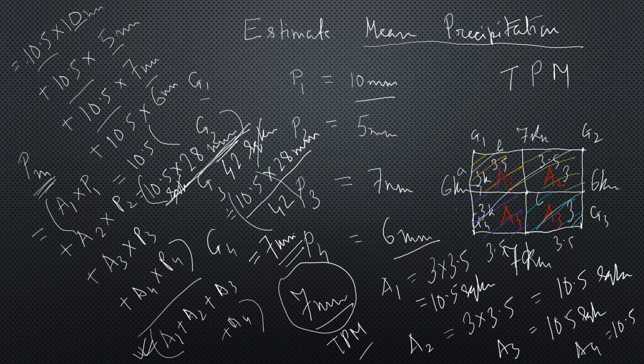So with this, we stop this tutorial. I think you have understood what is TPM. Remember, the area of the watershed varies with the problem, but the basic procedure is the same. You have to connect the adjacent gauge stations with a straight line, and then you have to divide it into equal parts by a perpendicular bisector. And then, according to the shape of the polygon, you have to apply the area formula and use this equation that I have discussed.